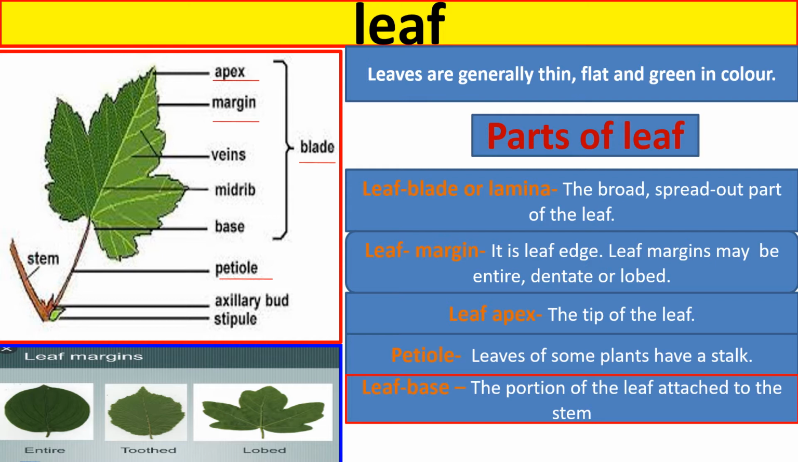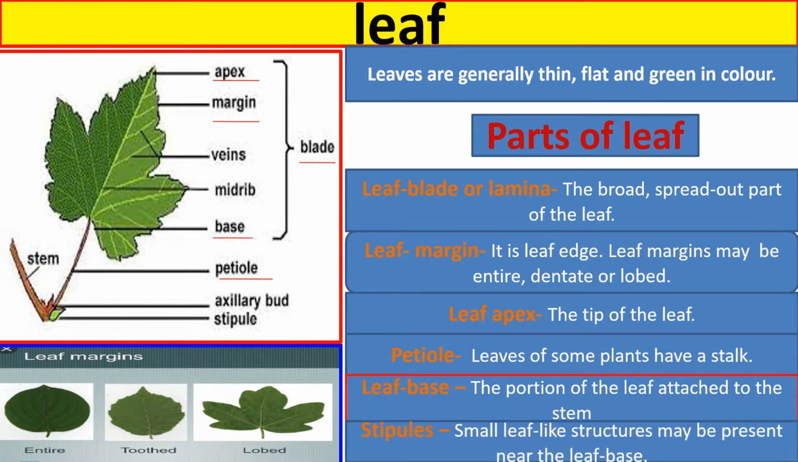Then next is leaf base. The portion of leaf attached to the stem. See, the part of the leaf which is attached to the stem, that is leaf base. Then stipule. Small leaf-like structures may be present near the leaf base. See, at the bottom, a small leaf-like structure is there. So that is nothing but stipule.